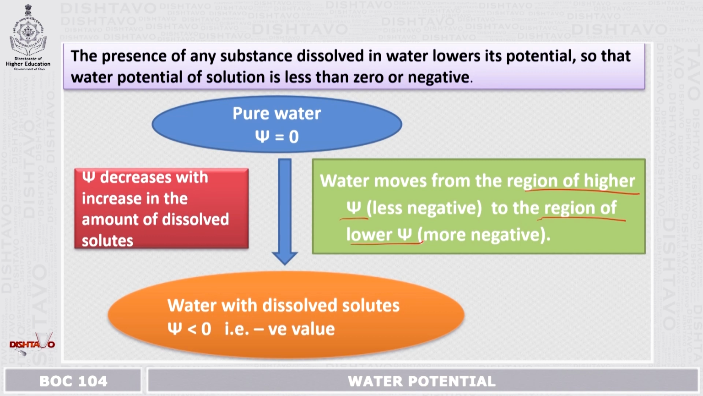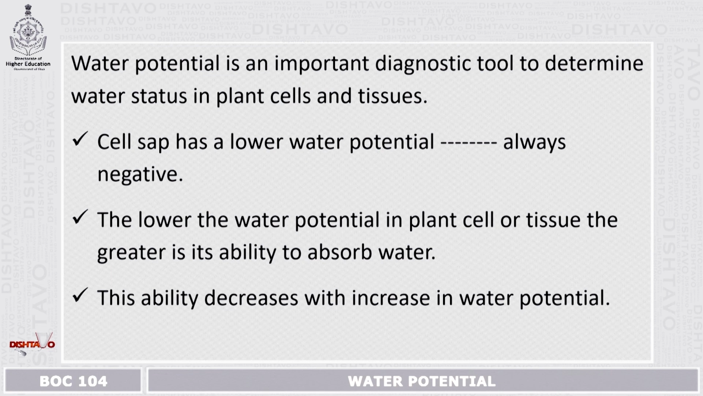So the movement of water will be, in this particular case, from pure water to a region which is having dissolved solutes. Water potential is an important diagnostic tool to determine the water status in plant cells and tissues.